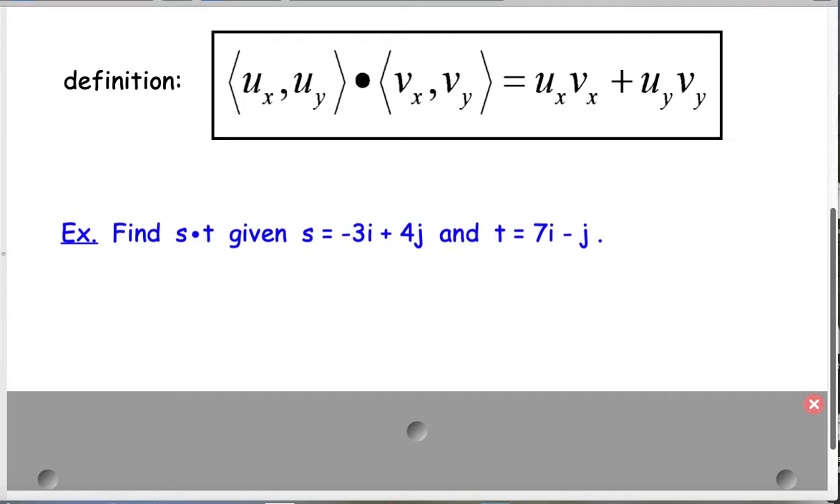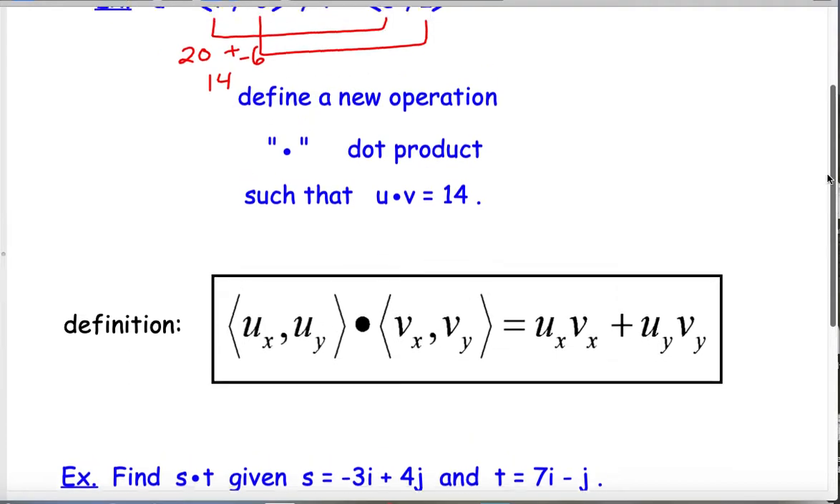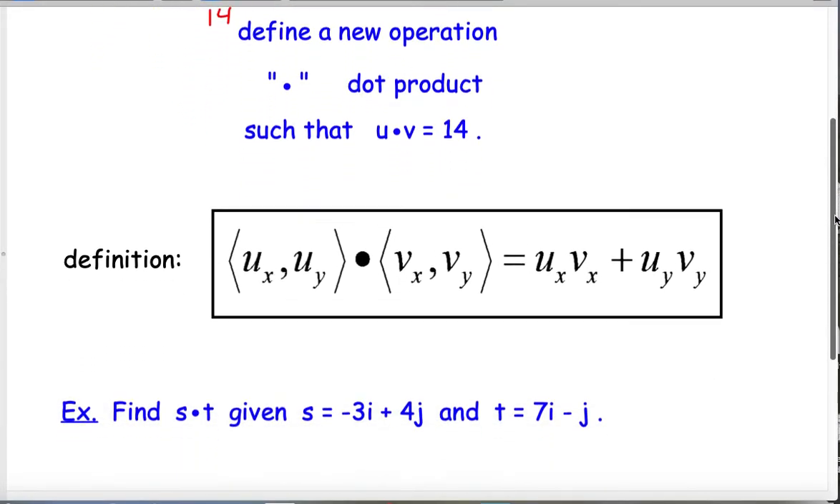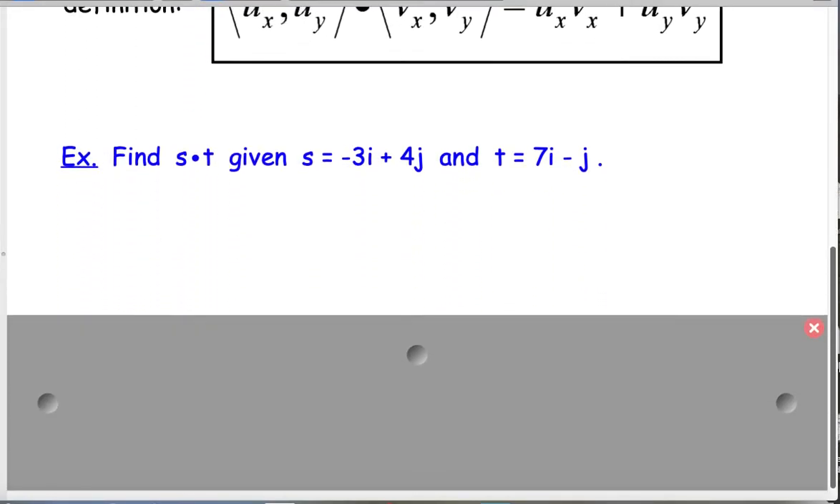So find s dot t, given that s is the vector negative 3i plus 4j, and t is the vector 7i minus j. Now notice, I'm giving these vectors s and t in a different form. I'm giving it in terms of the unit vectors i and j, as opposed to the last example where it was in component form. So don't let the different forms throw you when you're working through problems.